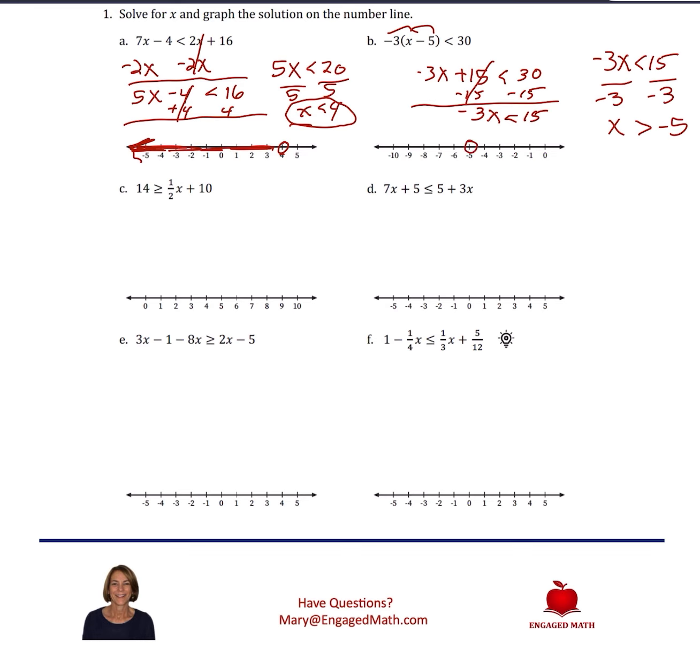So here's our negative 5. Once again, it's not or equal to, so I'm leaving that circle open, and all of those points shaded would work in this inequality. Okay, let's go to the next one.